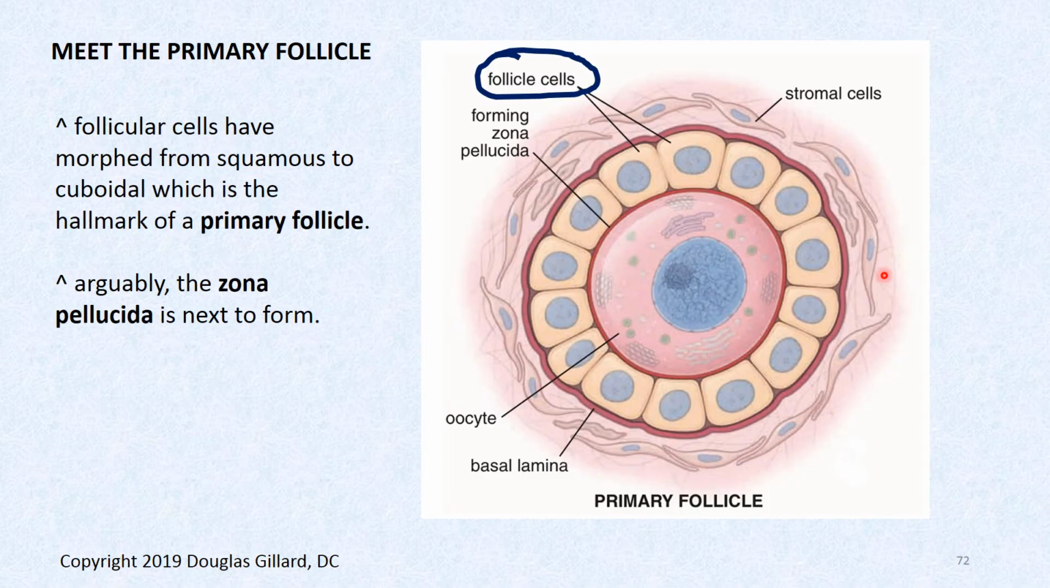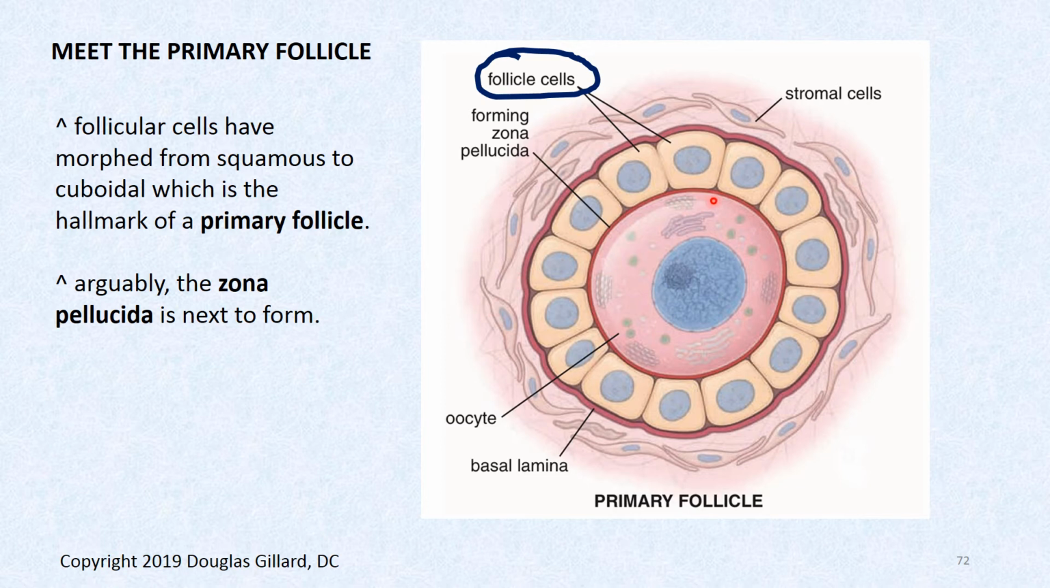All right, here's the picture. Okay, so here's a primary follicle. And so, here it is. And now we don't have flat cells. We have cuboidal cells. So these follicular cells are cuboidal. We have some stromal cells still kind of hanging around in the ovary tissue. But we'll see what happens to them in a little bit. But there's your primary follicle.